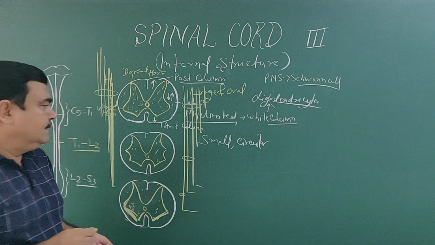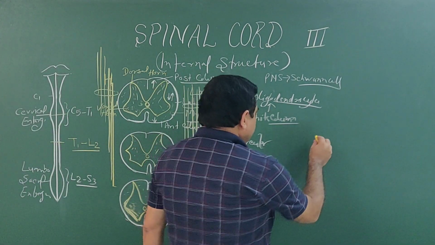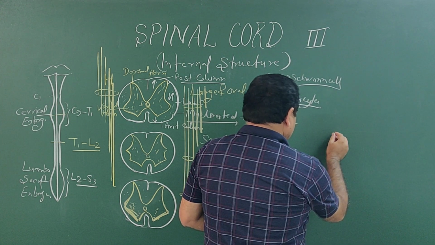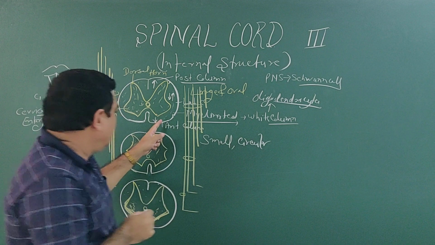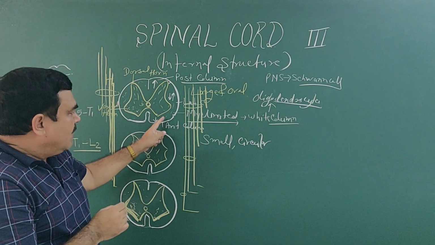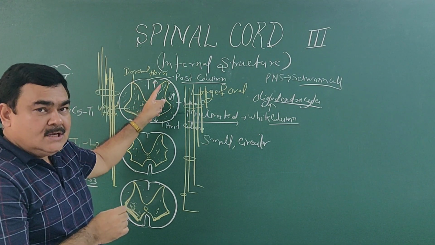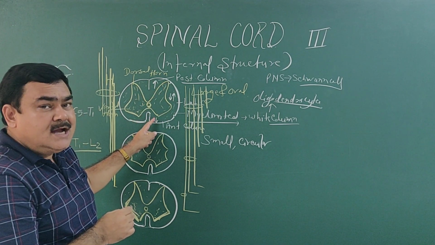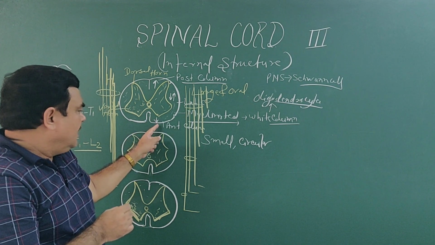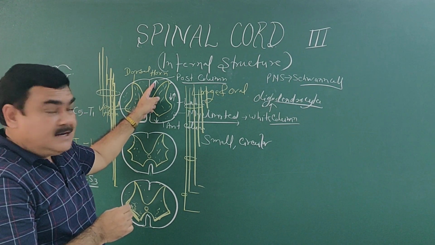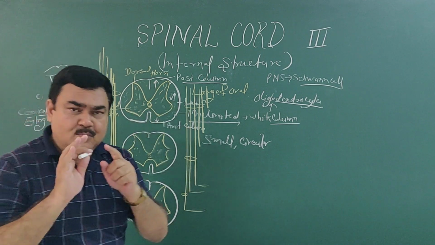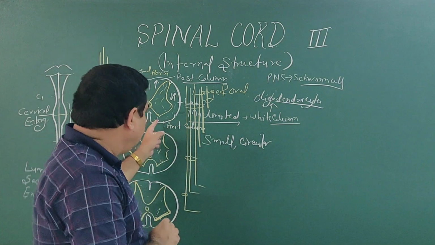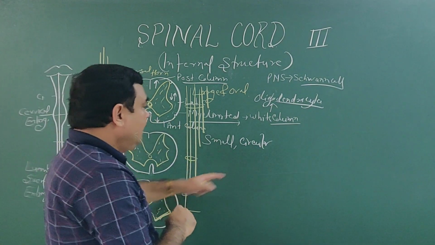Now we will discuss the nuclei. Here you have seen the white matter divided into anterior, lateral and posterior columns, and each column has numerous ascending or descending tracts. Mostly the anterior part has descending tracts, posteriorly ascending tracts, and laterally both ascending and descending tracts are present. This is roughly what you can see here. We'll discuss the details of ascending, descending and other fibers later.